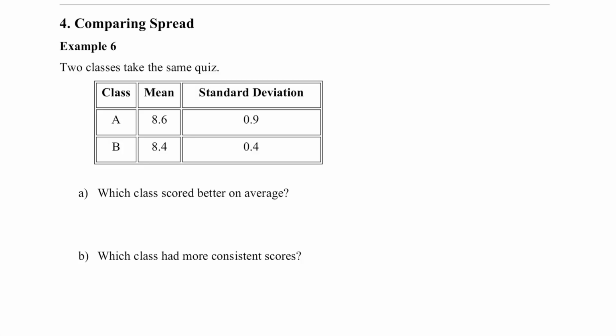Question A. Which class scored better on average? Whenever you see the phrase on average, think about the mean. The mean for class A is 8.6 and the mean for class B is 8.4. Since 8.6 is greater than 8.4, class A scored better on average.